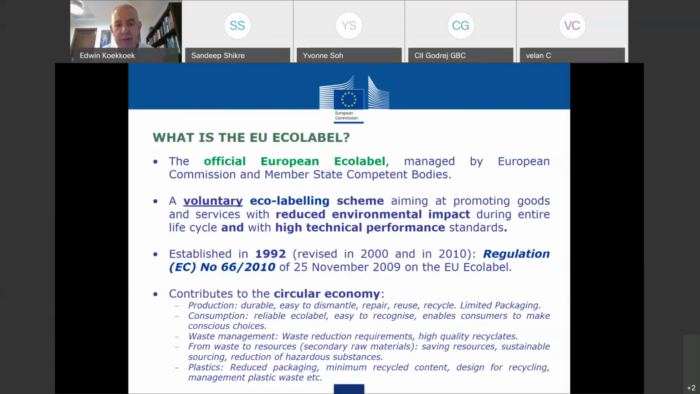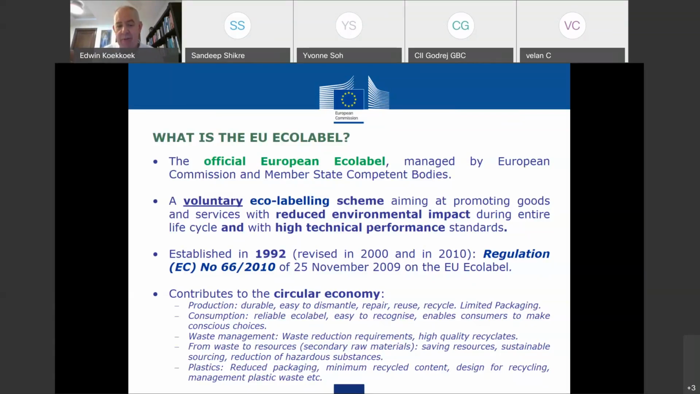So the Eco Label is a voluntary labeling scheme which aims at promoting goods and services with reduced environmental impact. It's established in a European law stemming from 1992, and it has been revised twice. So the EU Eco Label contributes to the circular economy, which is one of the central elements of the European Green Deal. So what does this circular economy mean?